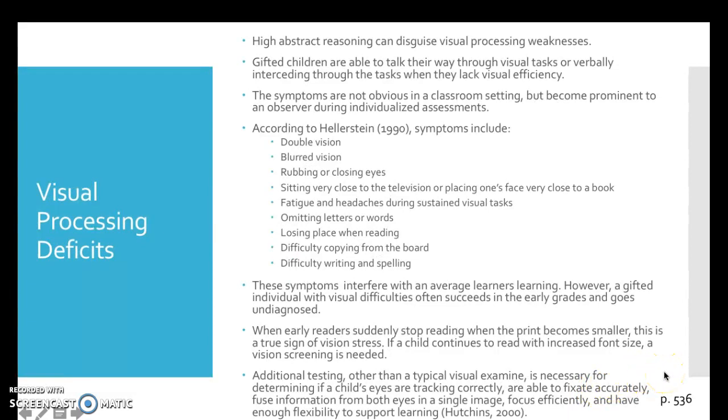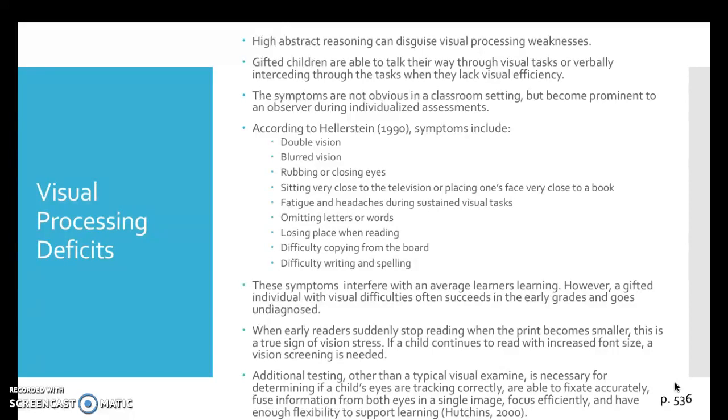Visual processing deficits. High abstract reasoning can disguise visual processing weaknesses. Gifted children are able to talk their way through visual tasks, or verbally intercede through the task when they lack visual efficiency. The symptoms are not obvious in a classroom setting, but become prominent to an observer during individualized assessments.